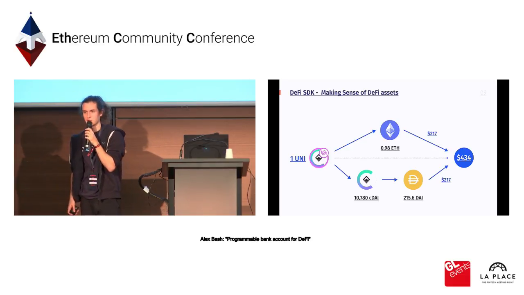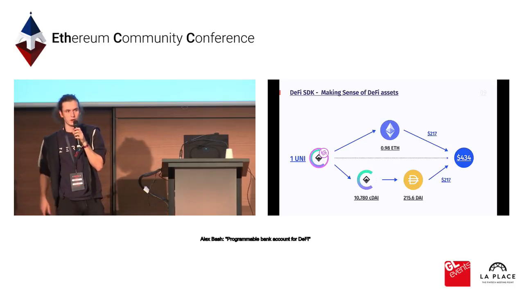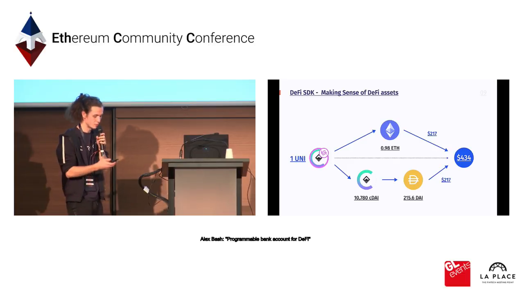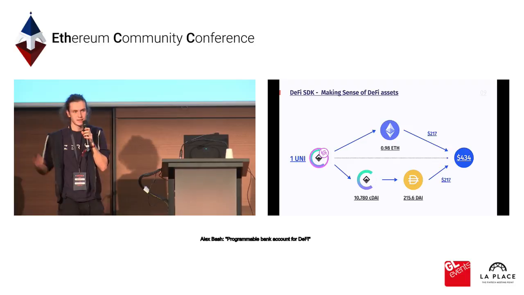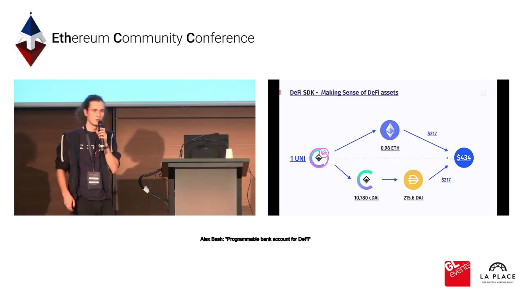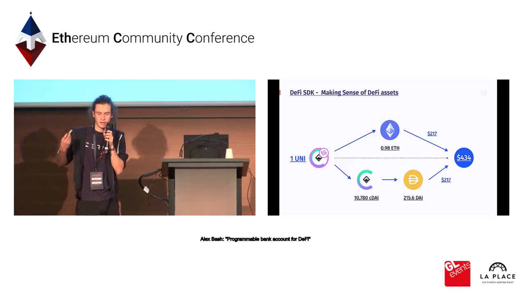That allows us, in addition to knowing the balance locked in different protocols, to actually know the value of those assets, which is also pretty important, because if you just see the number, I have 10,000 CDAIs, that still doesn't really make sense to me. But if I know how many DAI it is, then I can actually know how much money I have.